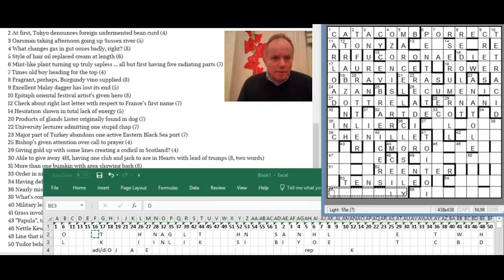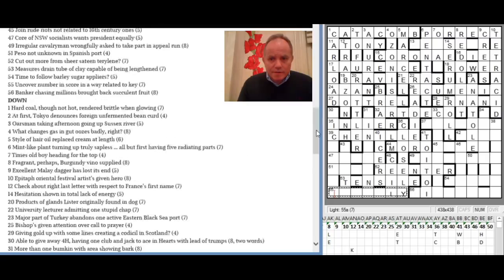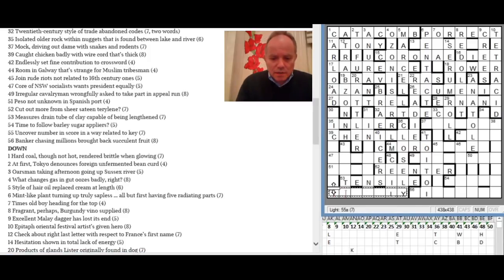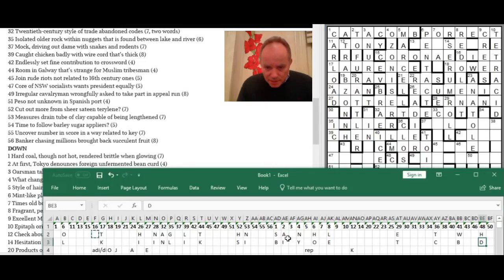55 gives us a word ending in ly, which is very likely but not very narrowing in the field. Oh, what's 55? Uncover number in score in a way related to key. Tonally? Score can be tally. Over number can be on. Lovely. So we've got UNC in 55 across as the extras. Right, N minus U, 40 minus 21, gives us an S. And C minus N, that's quite complicated too. 29 minus 14 gives us an O, 15.